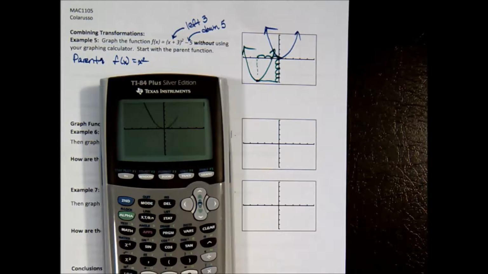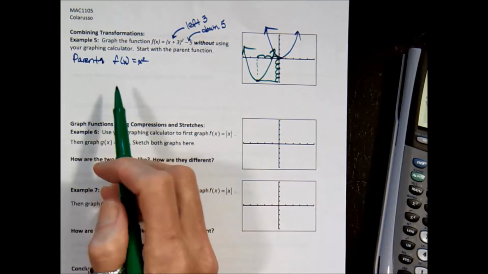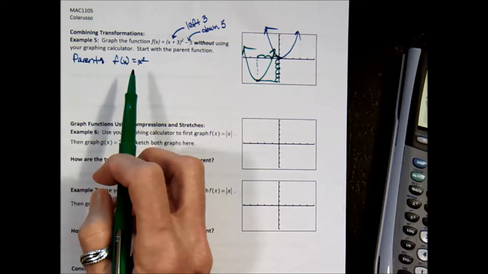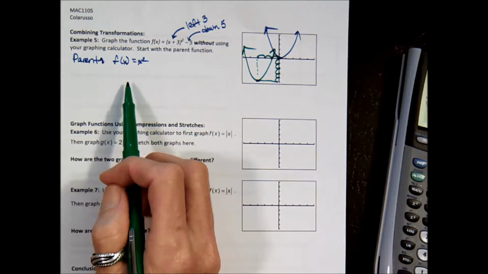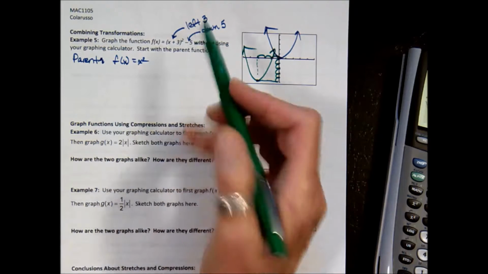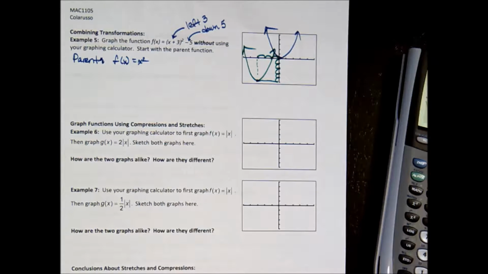There's the parent, and then over 3 and down 5. That's exactly what happened. Left 3 and then down 5. So you can actually, without even looking at the points, we can see what's happening. I didn't even have to do an XY table. I could have done an XY table, but I really didn't need to, as long as I understand what is happening to that parent function.